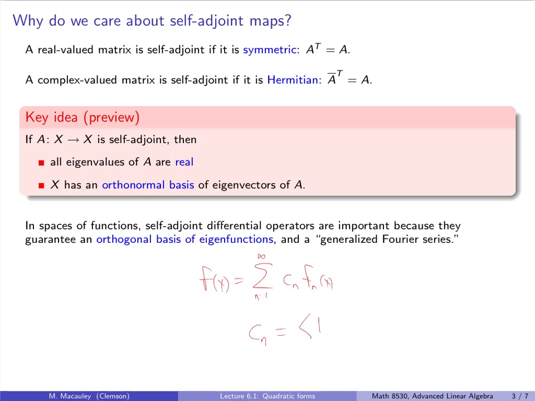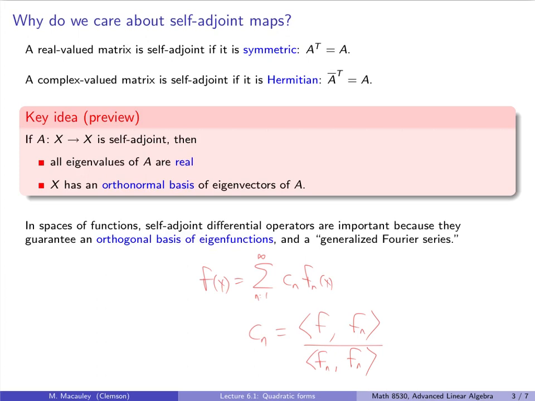Cn is the projection of f onto fn, and if we don't normalize it, because often it's inconvenient to do so, we have to divide by the inner product of fn with itself. So this is what's called a generalized Fourier series. Fourier series are the special case of sines and cosines, but we can also write functions in terms of Chebyshev polynomials or Legendre polynomials or many other examples.